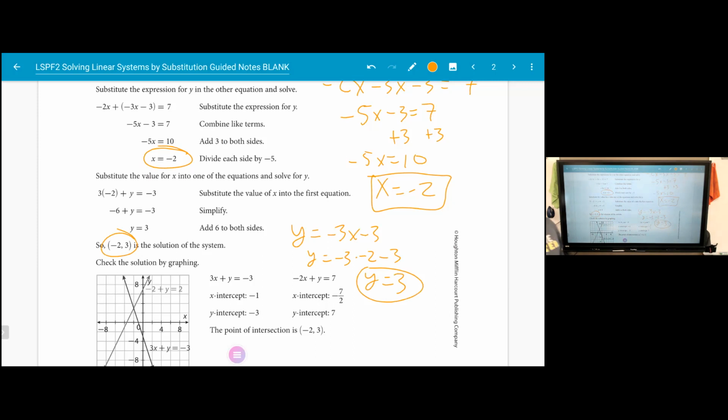Now it says check by graphing. I disagree with checking by graphing. It's not exact. Plug them back in to both equations and check them. Plug negative 2 in for x and 3 in for y and check. Yes, it will work out.